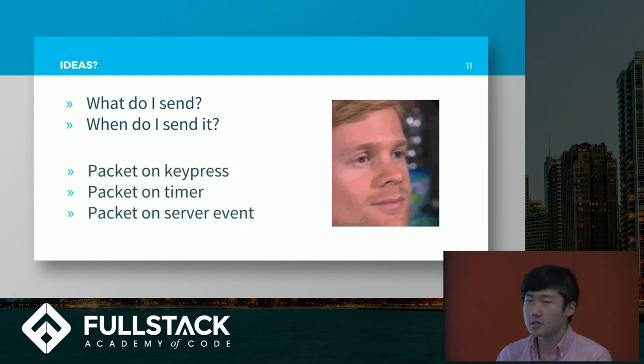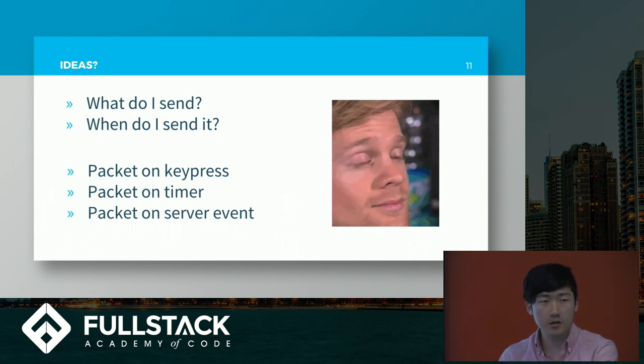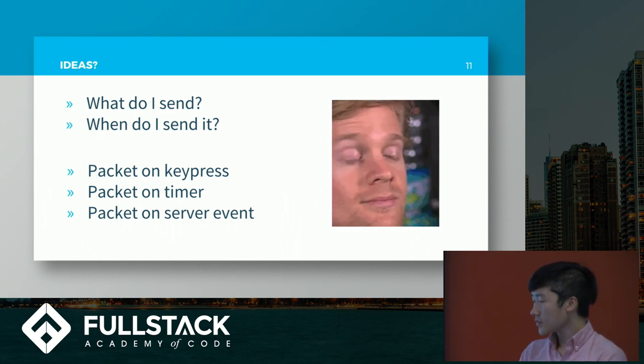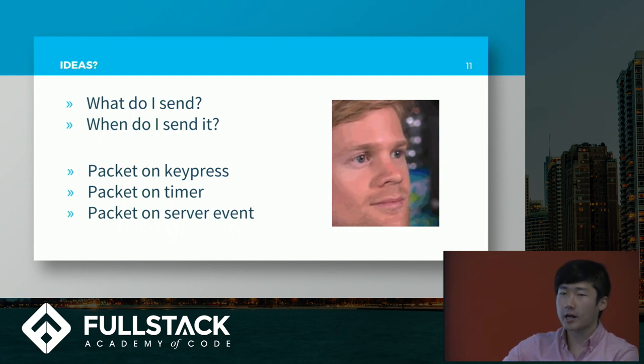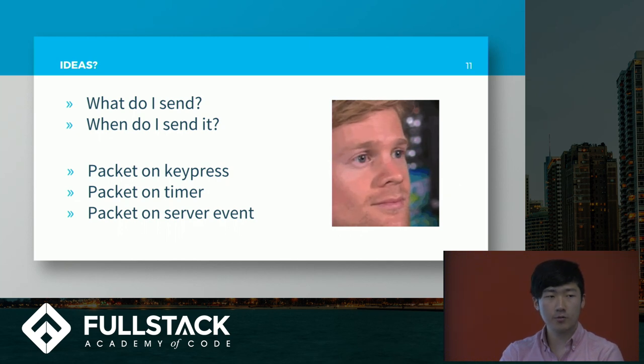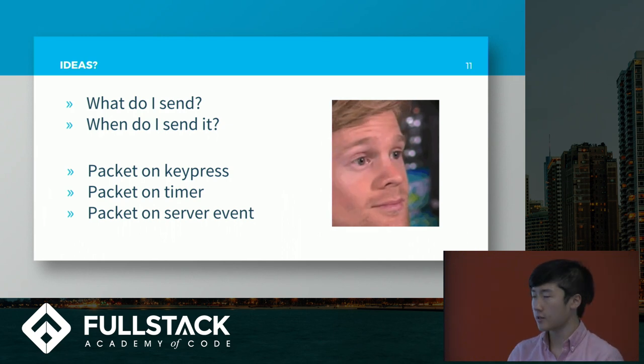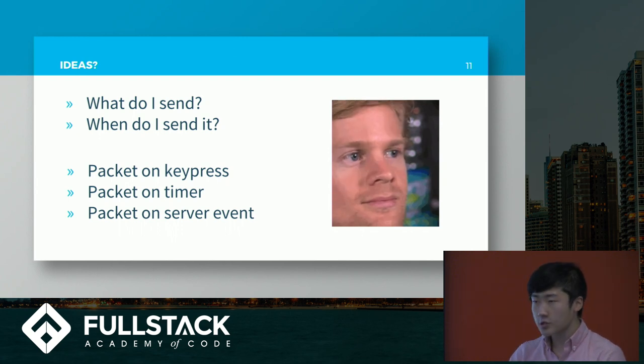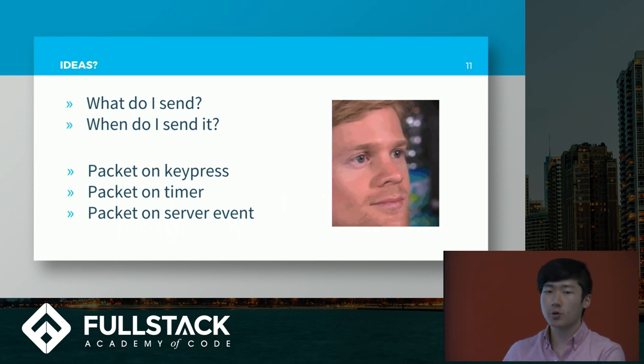So a couple ideas that are floating around is we can send a packet on keypress, right? So if you're using your arrow keys to interface with your game, perhaps you can have the client send an update to the server then. Or another idea would be send a packet on a timer. So have the local client interface with the machine, have it run updates, and then let's say every 100 milliseconds, the server and the client can have a conversation with each other on a set timer. Or another idea is to use a server event. So perhaps when a new client joins, that would be a server event that would trigger a connection or a packet to be sent. All these are valid ideas.